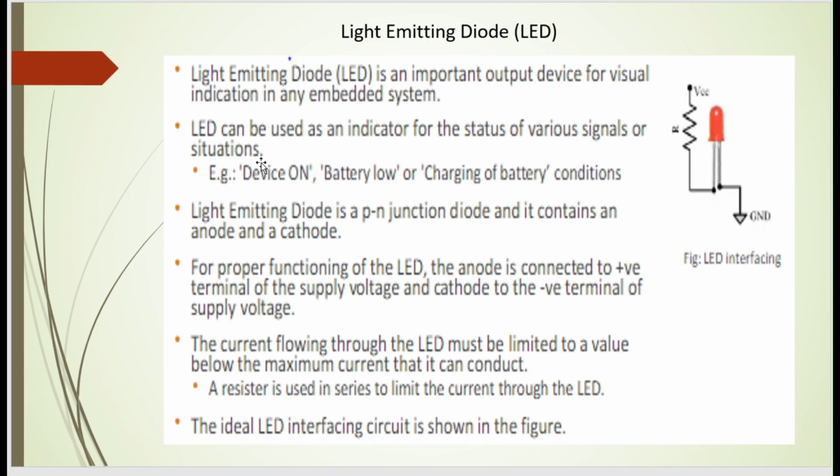LED is a PN junction diode and it contains an anode and a cathode. For proper functioning of LED, the anode is connected to positive terminal of the supply voltage and cathode is connected to negative terminal of supply voltage. A resistor is used in series to limit the current through the LED.